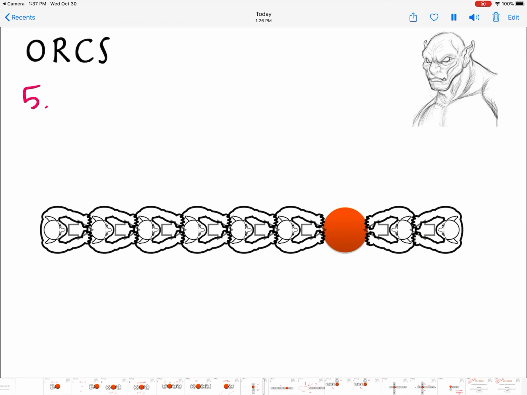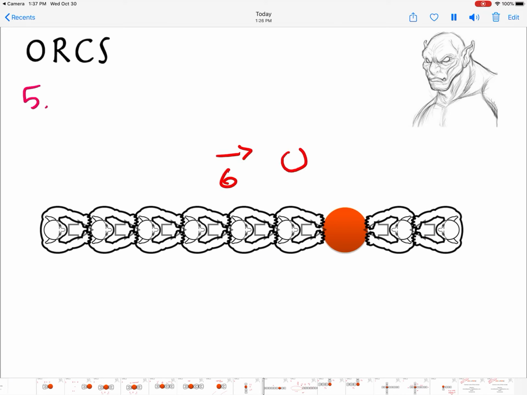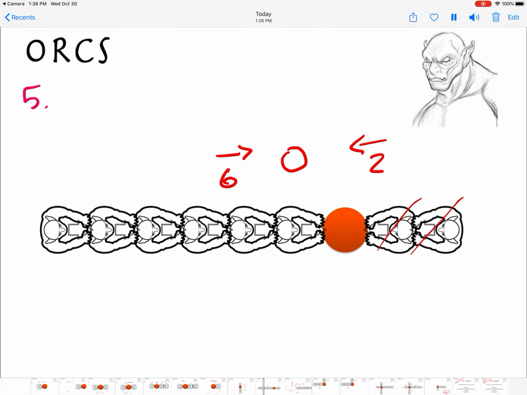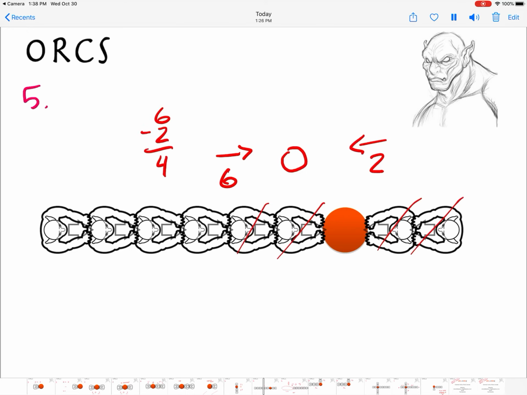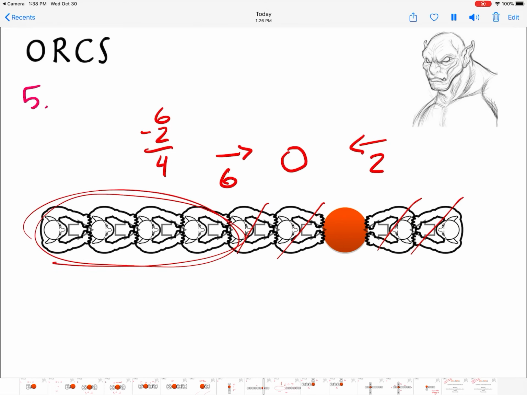All right, example 5. So same thing. 1, 2, 3, 1. We have 6 to the right compared to 2 to the left. So since they're opposites, they cross out, or we could do 6 minus 2 gives us 4. And so whatever side you have the greater amount of force, that's the direction they're going to be traveling. And so these 4 that are left over travel to the right.